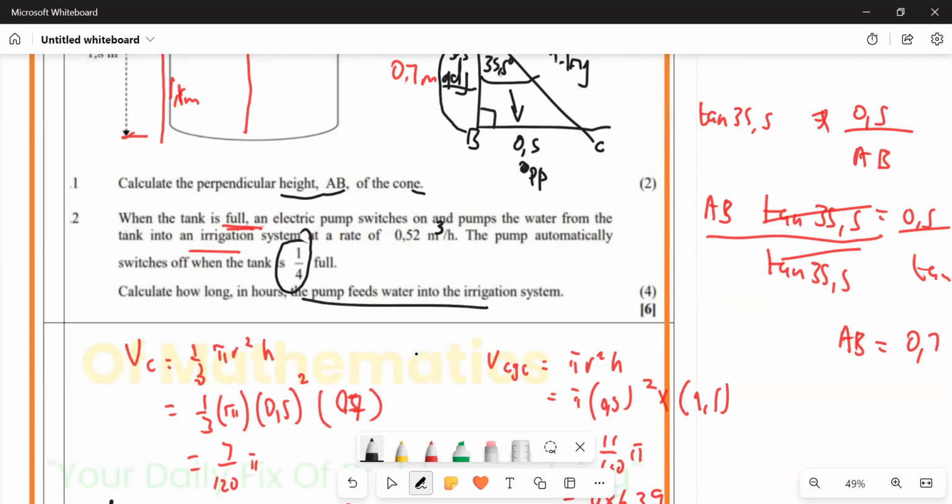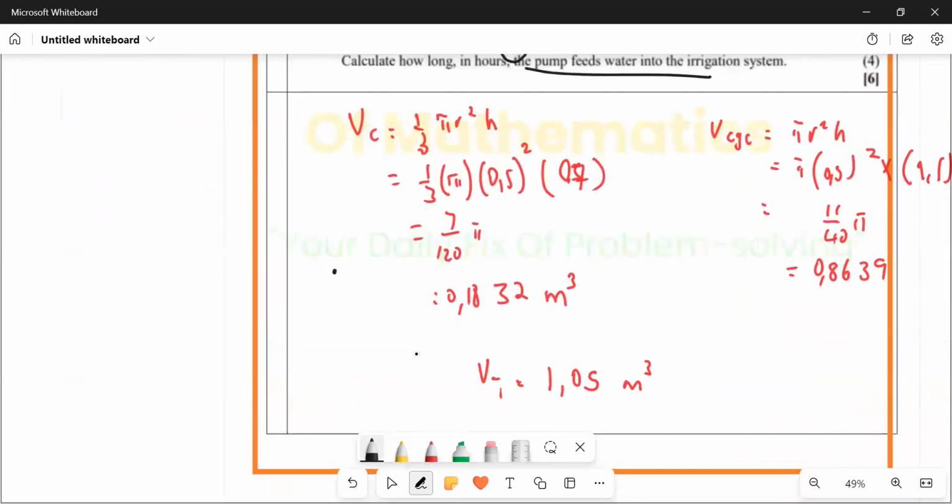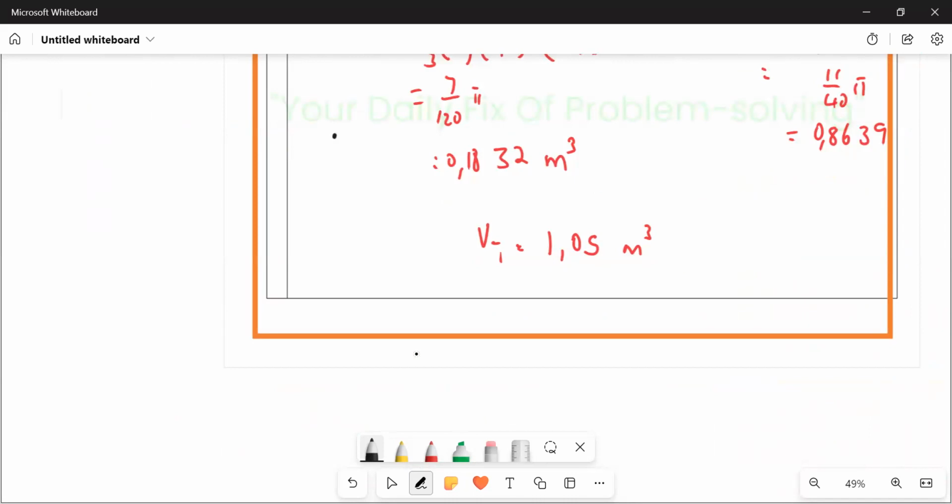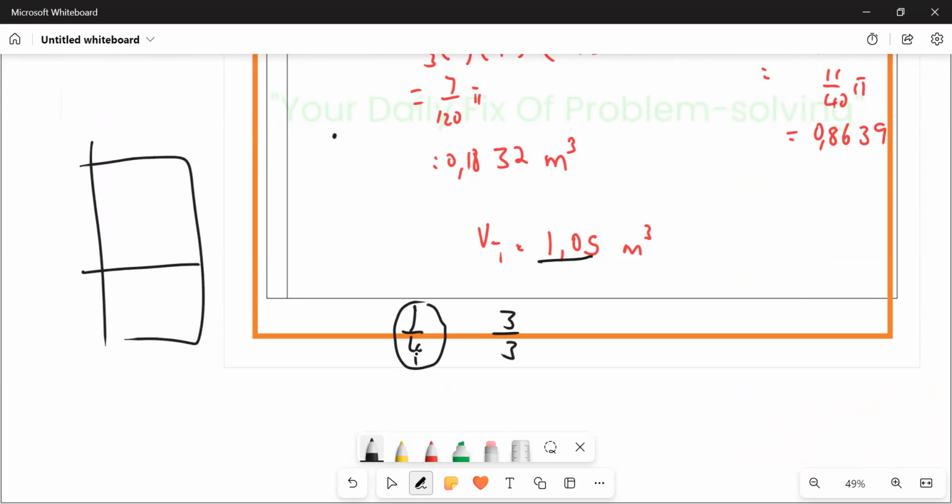So look at this, guys. What is the volume that we have? We have 1.05 again. And then this thing here is going to switch off once this tank has a quarter. So let's say you have a tank here. In this tank, the tank has 1 all over 4. So the tank is going to switch off if you are remaining with 1/4. So if we are remaining with 1/4, the tank switches off.